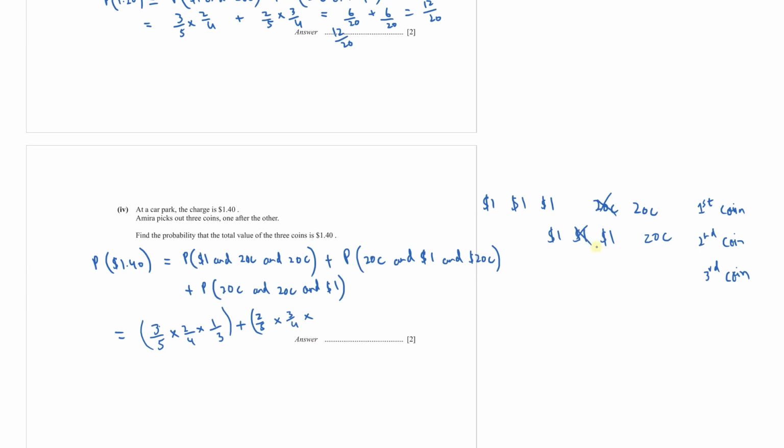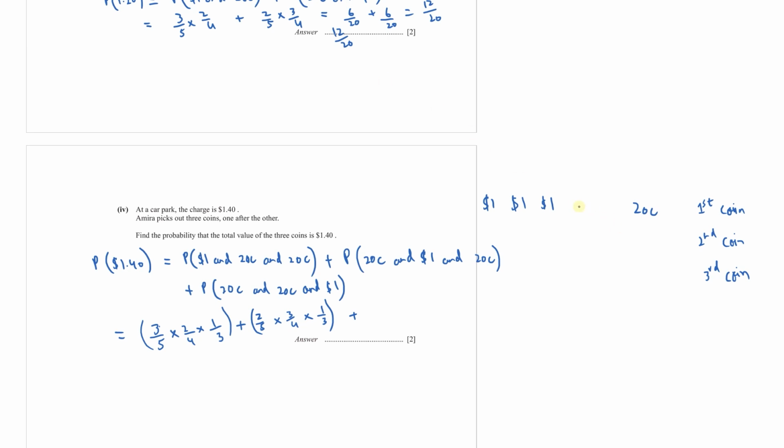So you picked one of these $1. Now you're left with two $1 and one 20 cent. And in the third attempt, you are picking a 20-cent coin. So now the probability of getting a 20-cent coin is 1 over 3. One 20-cent coin and a total of 3 coins. So 1 over 3. So this is this probability. Now let's calculate this third one, plus. So let me just erase these.